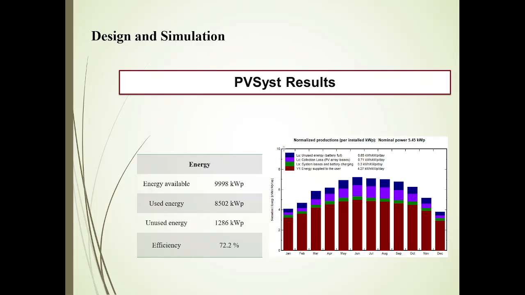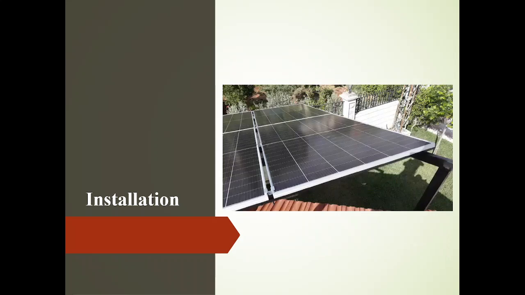This efficiency is due to unused energy when the battery is full, or from the PV array losses due to temperature, and the battery loss while charging and discharging. After the simulation got approved, the technical team installed the system as shown in the video below.